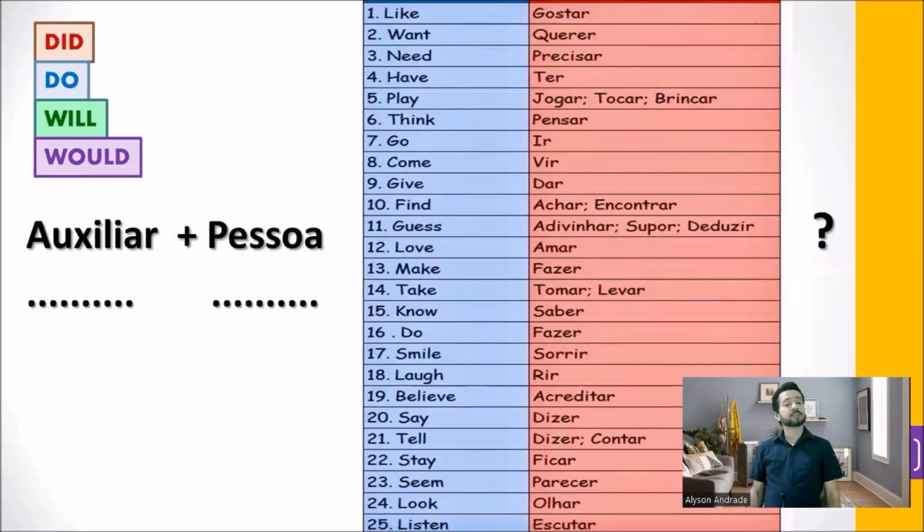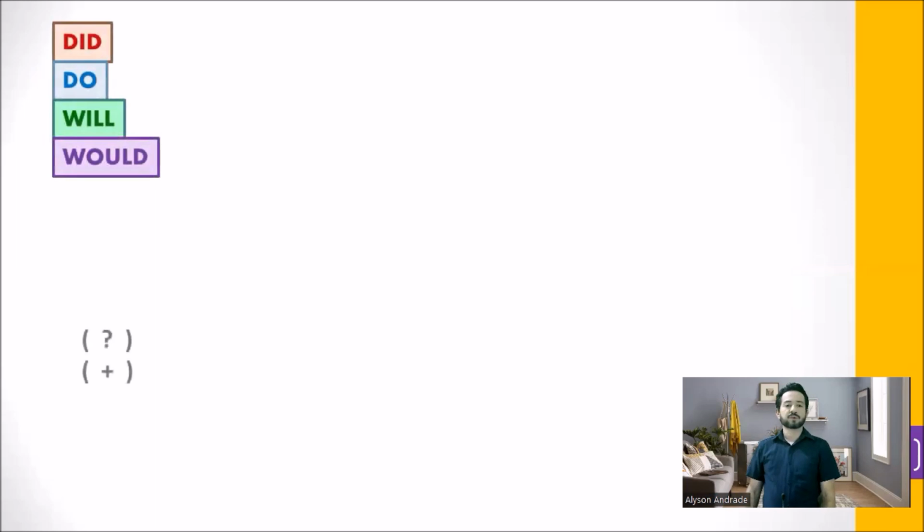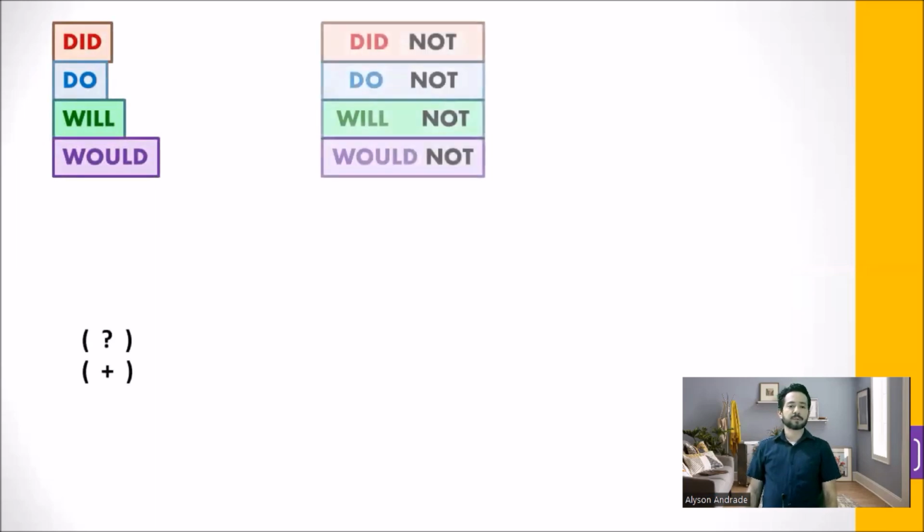So, did, past, do, present, will, future, and would conditional. And after that, we put the person and the verb and the question mark. Okay, so we have sometimes to answer questions. Sometimes we answer those questions in the positive way. Sometimes we answer those questions in a negative way.